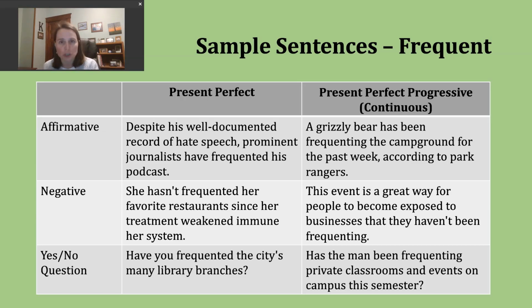So again, we're going to start with the subject. We'll use have or has, depending on what that subject is. Then we'll use the participle been, B-E-E-N, and then the ing form of the verb. Let's take a look at an affirmative example. A grizzly bear has been frequenting the campground for the past week, according to park rangers.